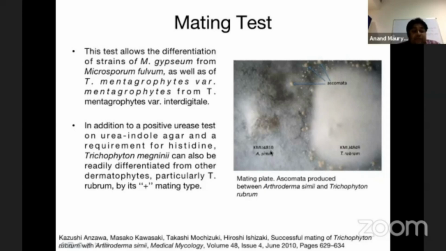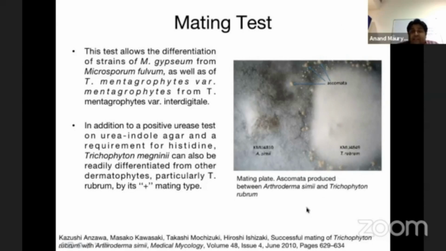A small amount of mycelium is picked from the potato dextrose agar and implanted into the mating medium about 2 centimeters apart from each other, and the plate is kept at 27 Celsius for 6 weeks. Many sporulation formations appear around the cottony T. rubrum colony. You can see this in the picture.